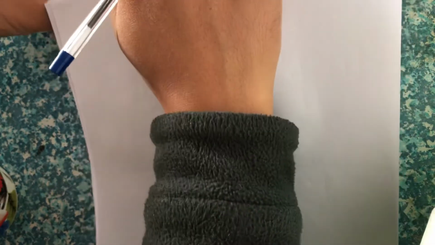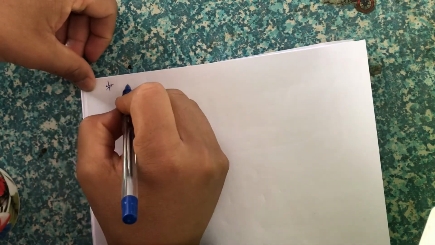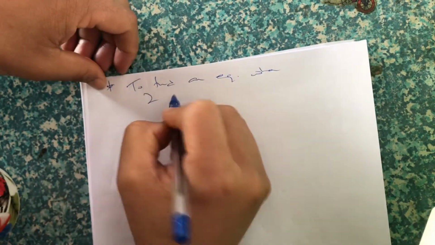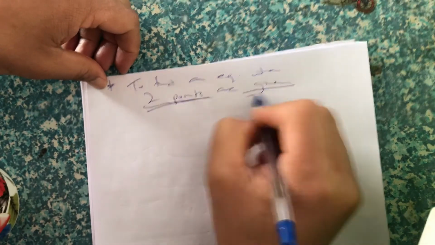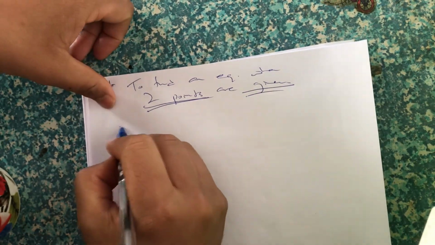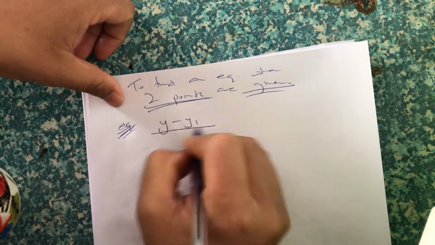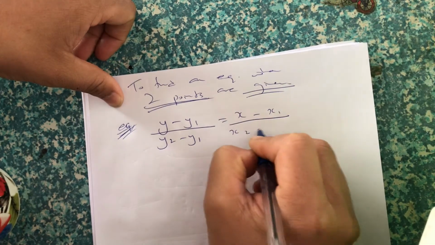Okay, now I'll just do one more. The next one is to find an equation when 2 points are given. So whenever 2 points, now instead of 1 point and a slope, they've given you 2 points. And how do you find the equation? It is found by this formula: y minus y1 over y2 minus y1 is equal to x minus x1 over x2 minus x1.